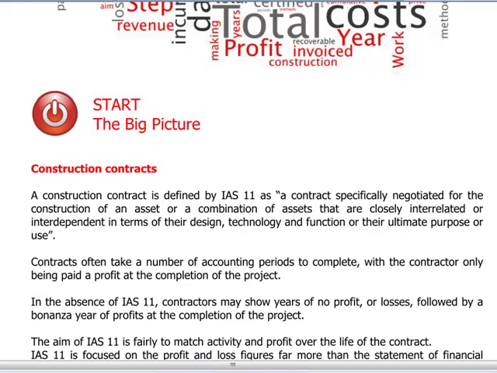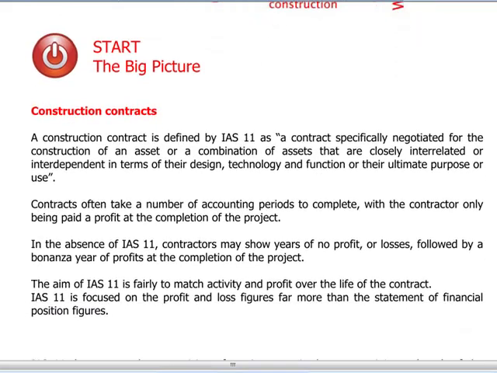The idea with a construction contract is that these are big projects or slightly less big projects. It can take only 3 months, but as long as it passes an accounting year end, that will be reflected in accordance with IAS 11.